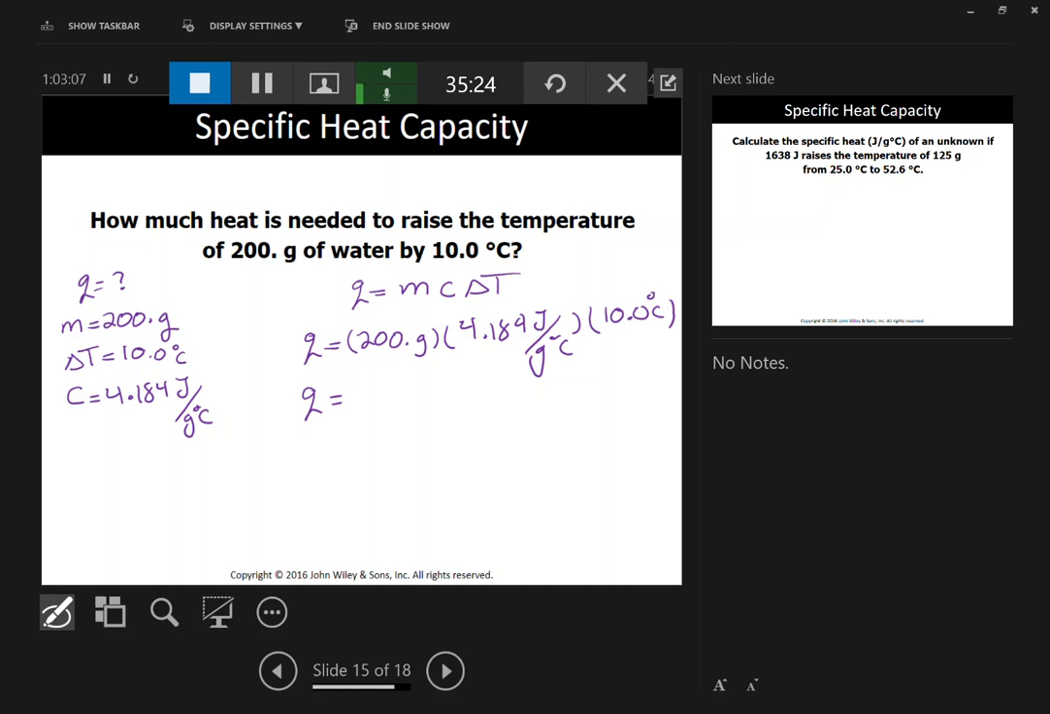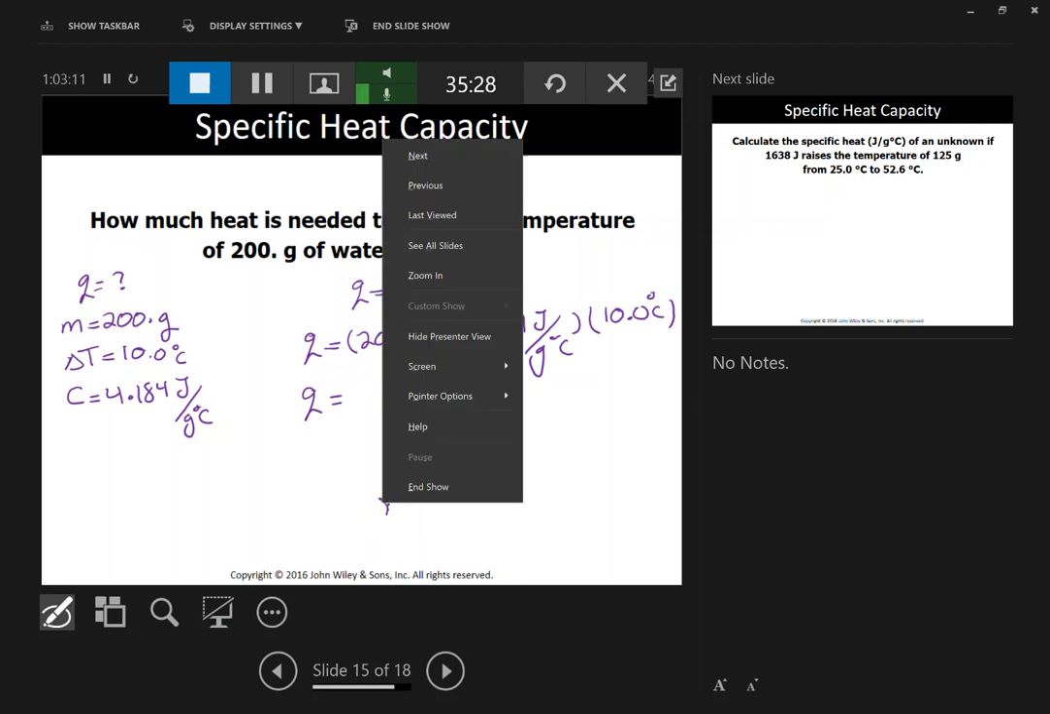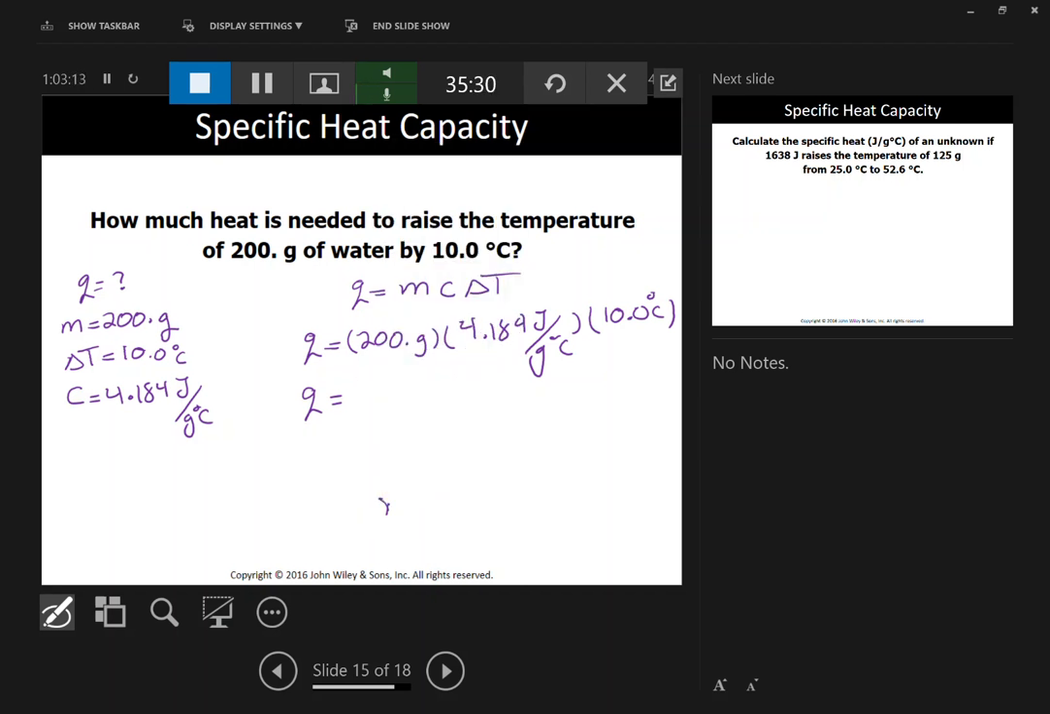So how many significant figures do we want? Very good, 3 significant figures. So the answer is 8.37 times 10 to the 3 joules.